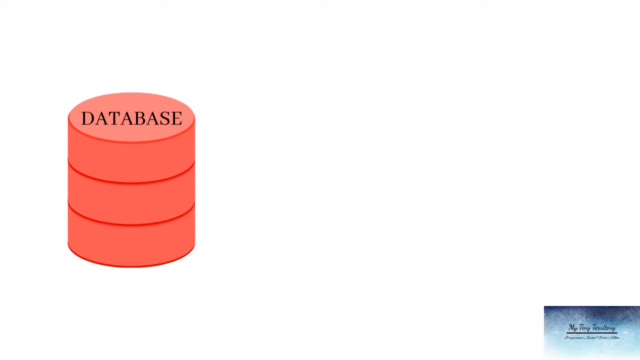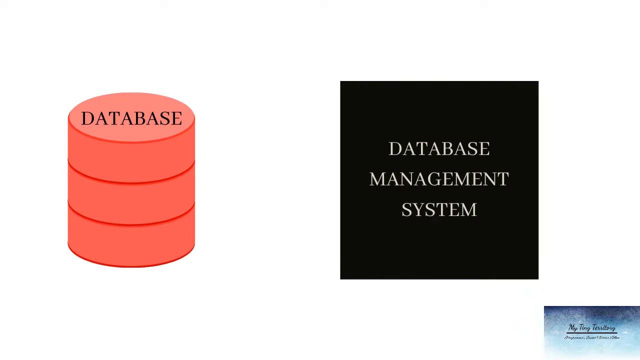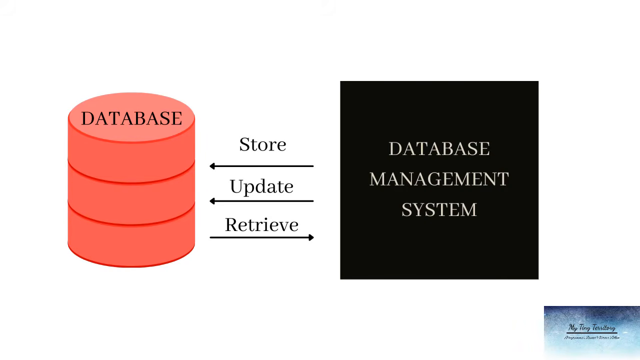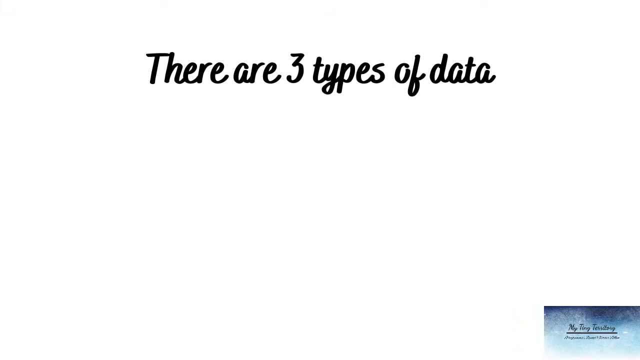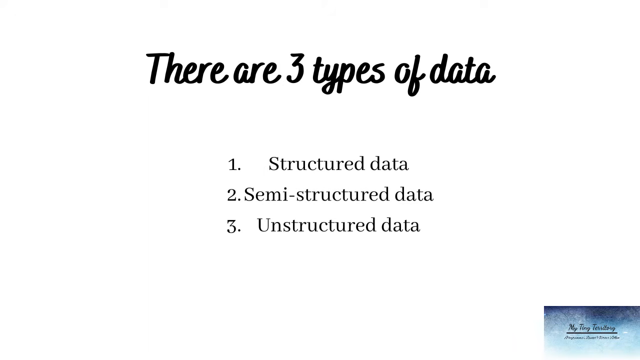Now the data is stored in the database and a database management system manages the data, that is, it stores and updates the data in the database and it retrieves the data from the database to provide answers to the users. There are three different types of data: structured data, semi-structured data and unstructured data.